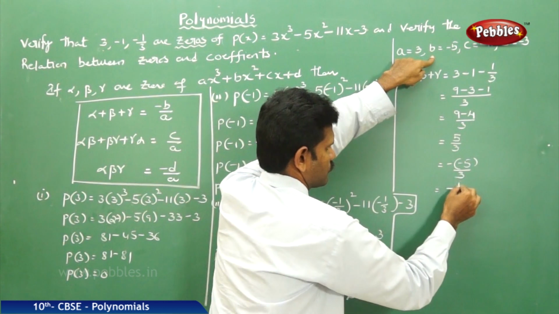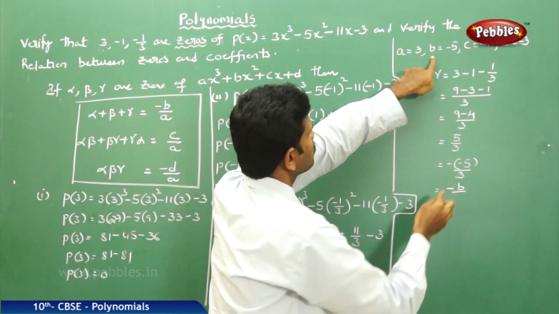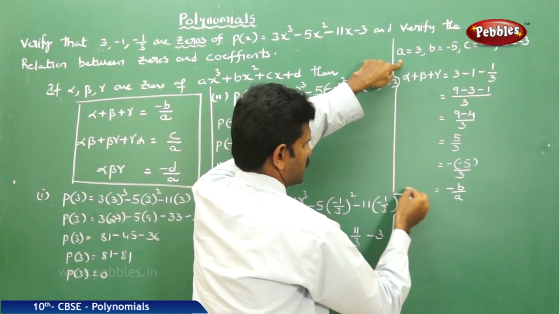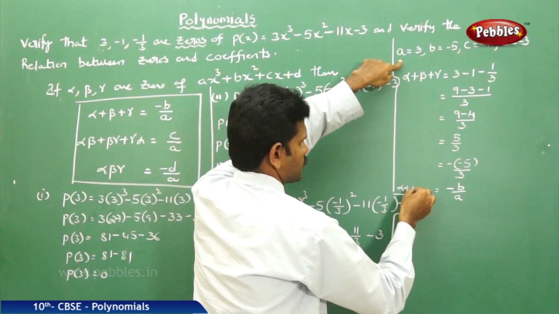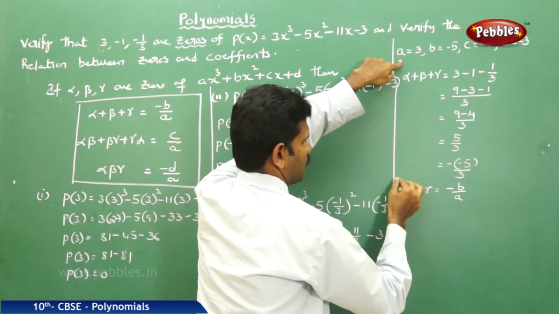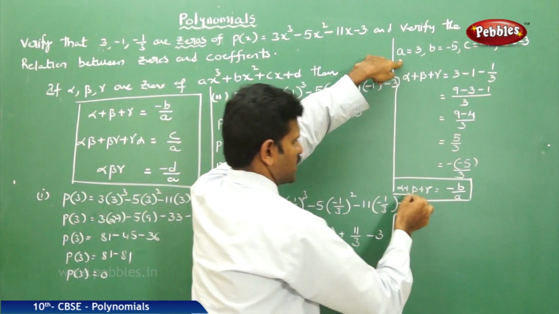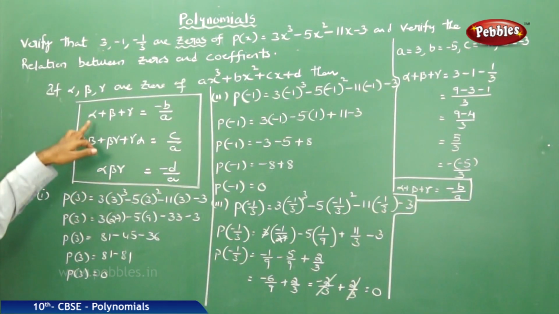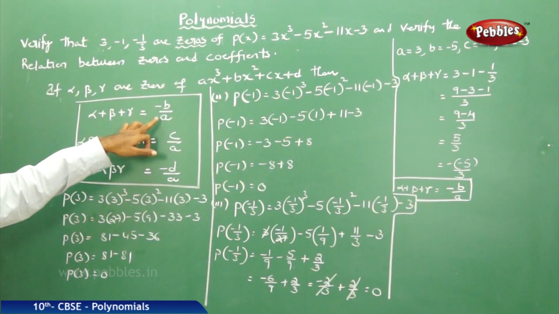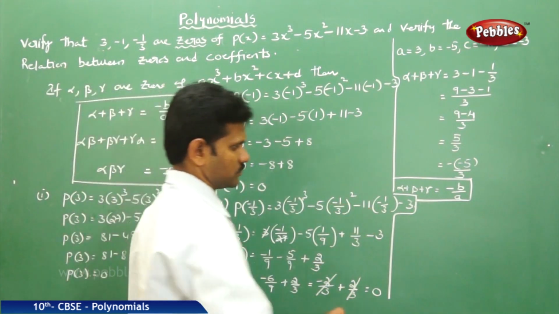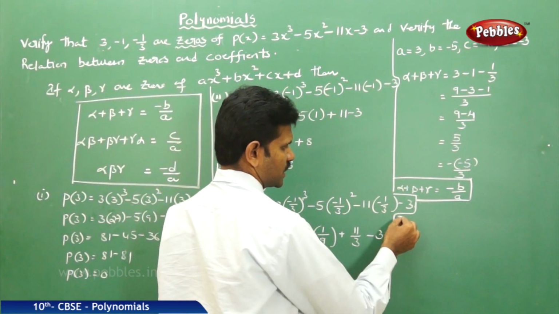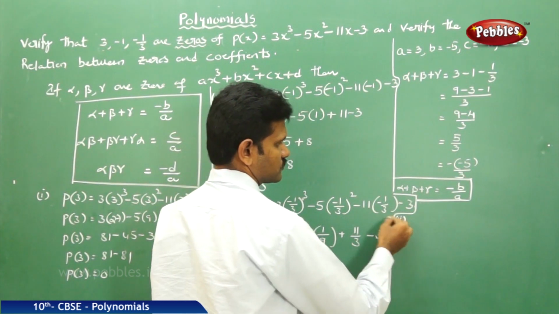nothing but b by 3, nothing but a. That is, alpha plus beta plus gamma is equal to minus b by a. Very beginning I wrote here alpha plus beta plus gamma is equal to minus b by a. I proved that one. Okay, next come to the second condition.